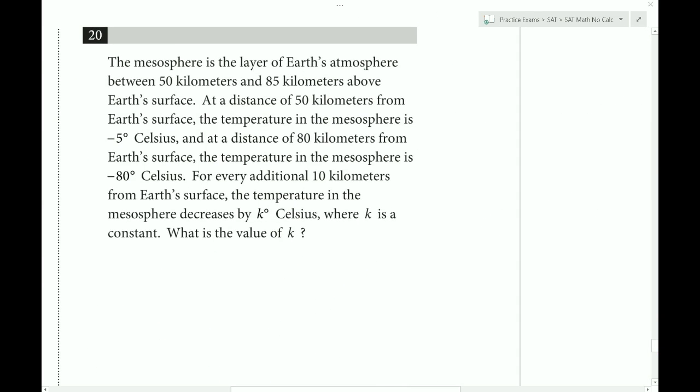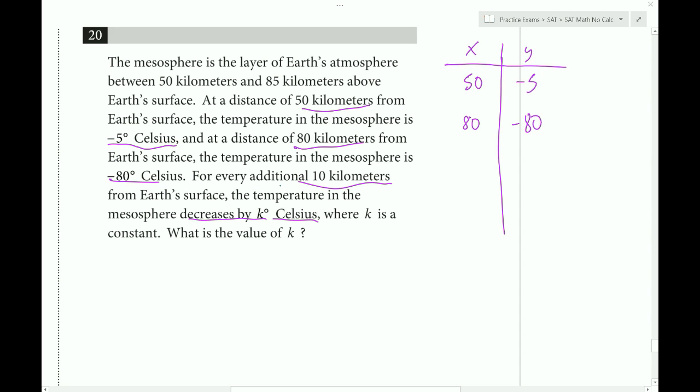The mesosphere is a layer of the Earth's atmosphere between 50 kilometers and 85 kilometers above the Earth's surface. At a distance of 50 kilometers from Earth's surface, the temperature in the mesosphere is minus 5 degrees Celsius. So at a distance of 50 kilometers, the output is minus 5. And then at a distance of 80 kilometers, the output is minus 80. For every additional 10 kilometers, the surface temperature decreases by k degrees Celsius. So this is a rate of change. So it's effectively looking for a slope of some sort.